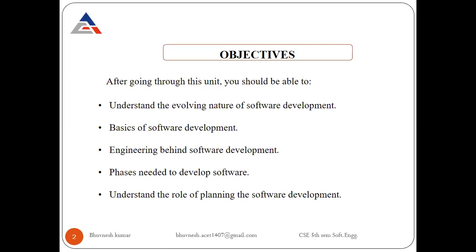That is the second last point: phases needed to develop software. There are different phases to develop your software. Then the last objective is to understand the role of planning in software development. How we will make a plan to develop software, that we will also study in this subject. There are different types of planning, which we will study in the software planning phase.